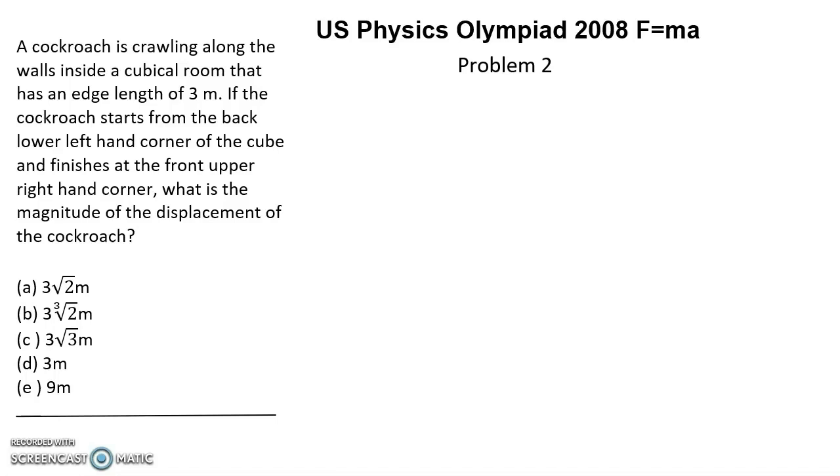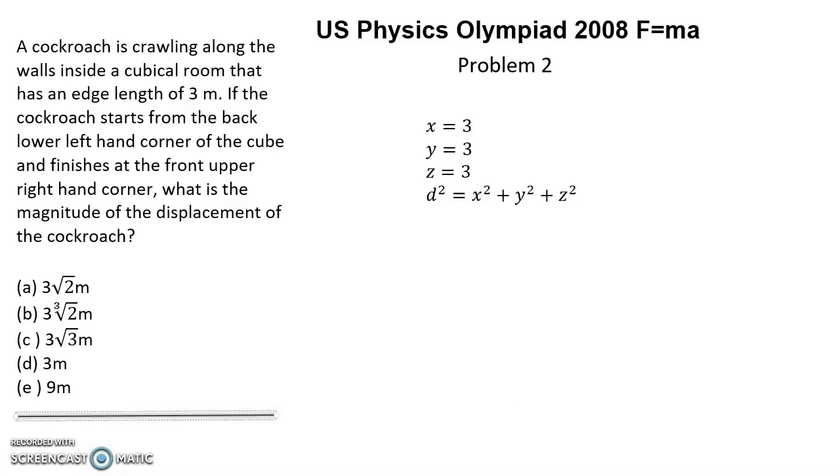Solution. This is a pure geometrical problem. We have to find total displacement, not total path of travel, not total distance. So we just need to find the straight line length between the initial position and the final position. If the initial position is 0, 0, 0 in 3D, then the final position is x equals 3, y equals 3, and z equals 3.